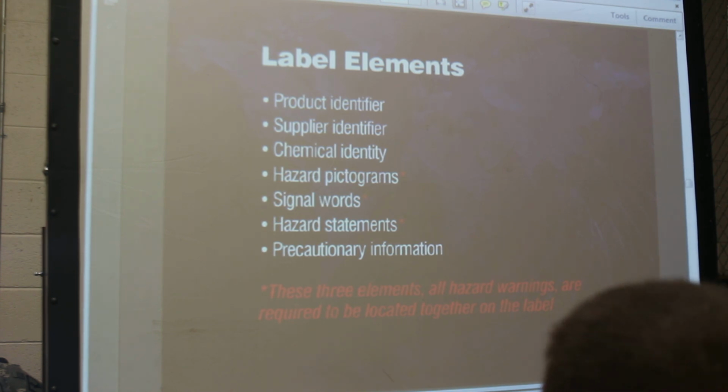Label elements: product identifier, supplier identifier, chemical identity, hazard pictograms, signal words, hazard statements, precautionary information. These three elements, all hazard warnings, are required to be located together on the label.